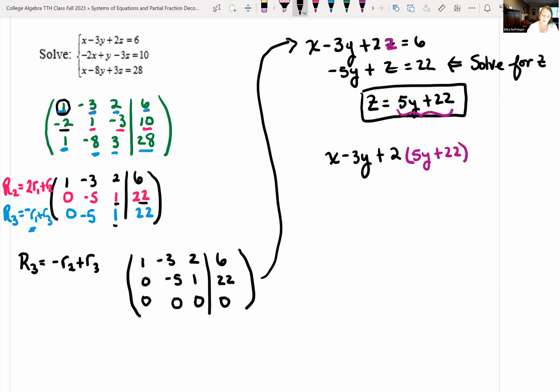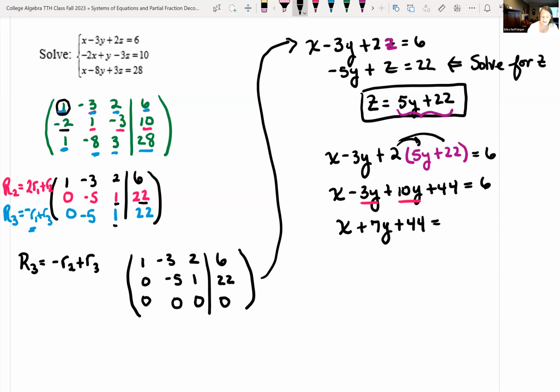is equal to 6. And so here we get x minus 3y plus, let's distribute our 2 inside the parentheses. So 2 times 5y gives us plus 10y. 2 times 22, so plus 44, is equal to 6. I can combine like terms, -3y plus 10y. So doing so, I get x plus 7y plus 44 equals 6.